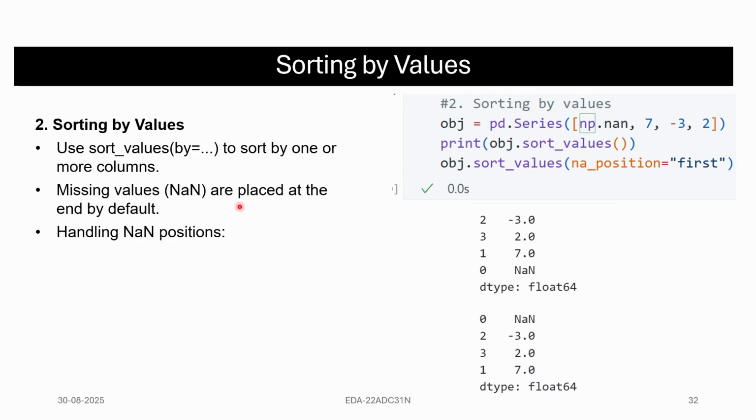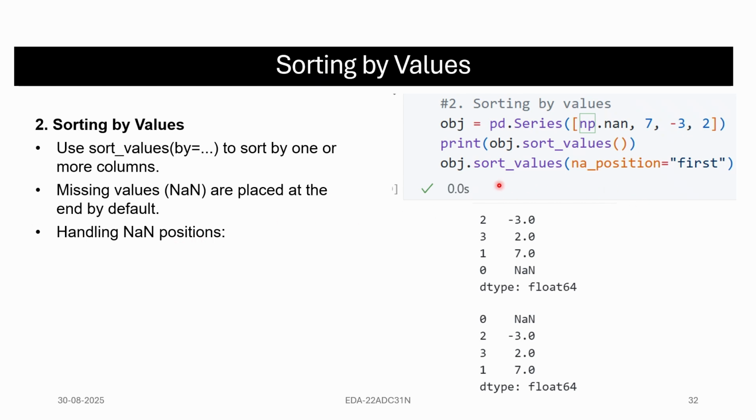Next, let us see sorting by values. So sort_values is used if you don't want to consider any column labels or index, but instead you want to sort the elements based on the values that are present in the series or data frame. In such a case, you can use sort_values, but here the missing value NaN will be placed at the end of the result by default. And you can also handle the position of the NaN by using na_position.